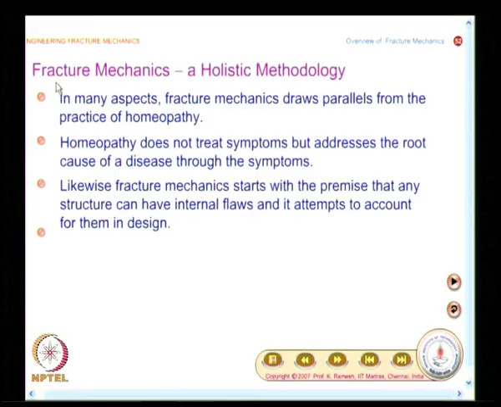mechanics and homeopathy. Homeopathy does not treat symptoms, but addresses the root cause of a disease through the symptoms. See, if you go to allopathy, if you are vomiting, they would give you Domstol and arrest your sensation for vomiting. That is the way they look at it. They do not look at what causes vomiting, because the body wants to throw certain stuff from your system. You have to assess whether it is healthy or not. In fact, if somebody gulps a poison, one of the first aids is to make him vomit, so that whatever poison has gone into the system should be expelled as quickly as possible.